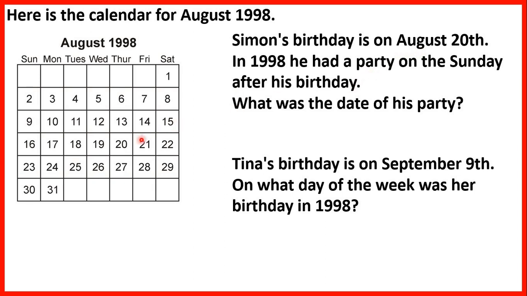So let's find August the 20th. That's when Simon's birthday was. But his party wasn't until the Sunday after. Now we can see, if we look up, that his birthday was on a Thursday, but then we would have had Friday, Saturday, and then the Sunday afterwards, so Sunday the 23rd was when he would have had his party. So the date of his party was the 23rd of August, or August the 23rd.